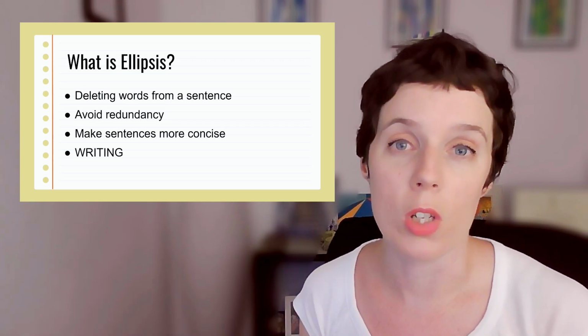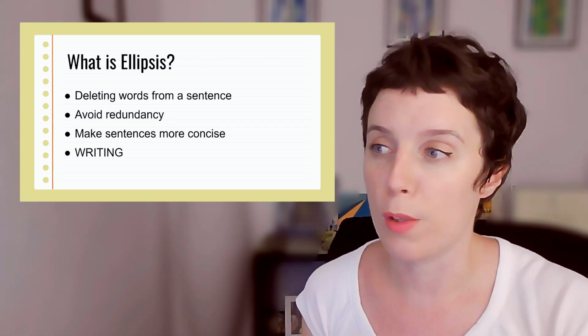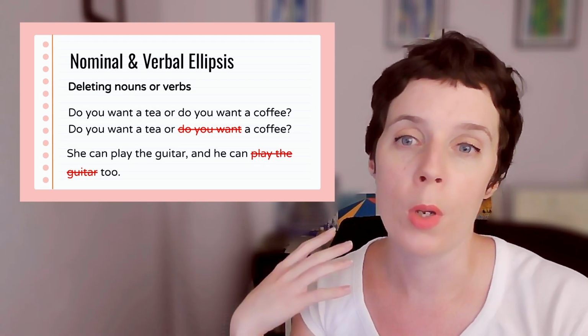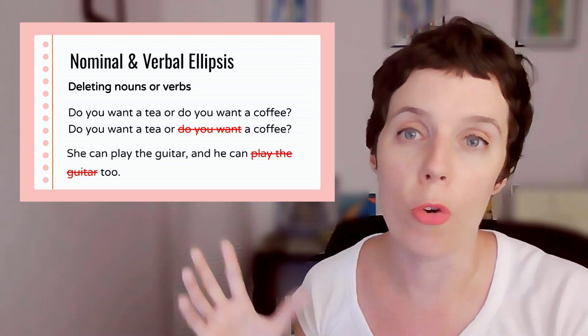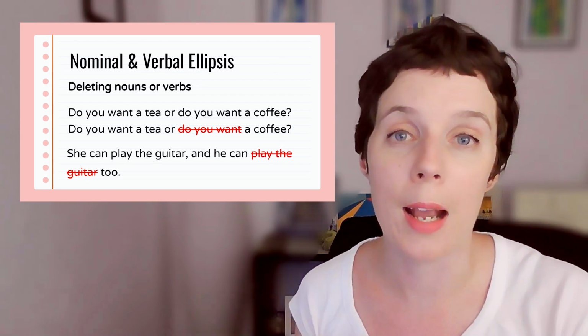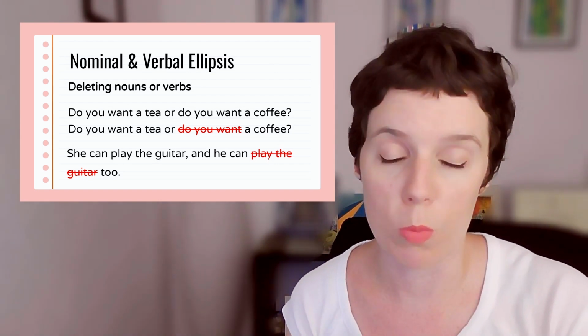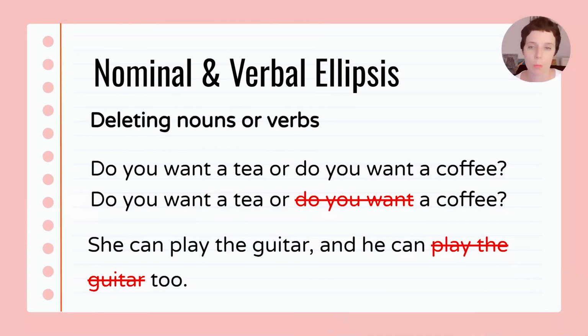Like we said, you need to use it in your writing. So how do we do this then? Let's take a look. So you have different types of ellipsis. We've got nominal ellipsis, which means you're deleting nouns, and we've got verbal ellipsis, which means you're deleting verbs. For example, if I said, do you want a tea or do you want a coffee? This second do you want is really not necessary. I don't need to repeat that. So I can just say, do you want a tea or a coffee? That's fine. You don't need that in the sentence. It's just making the sentence longer and more wordy.